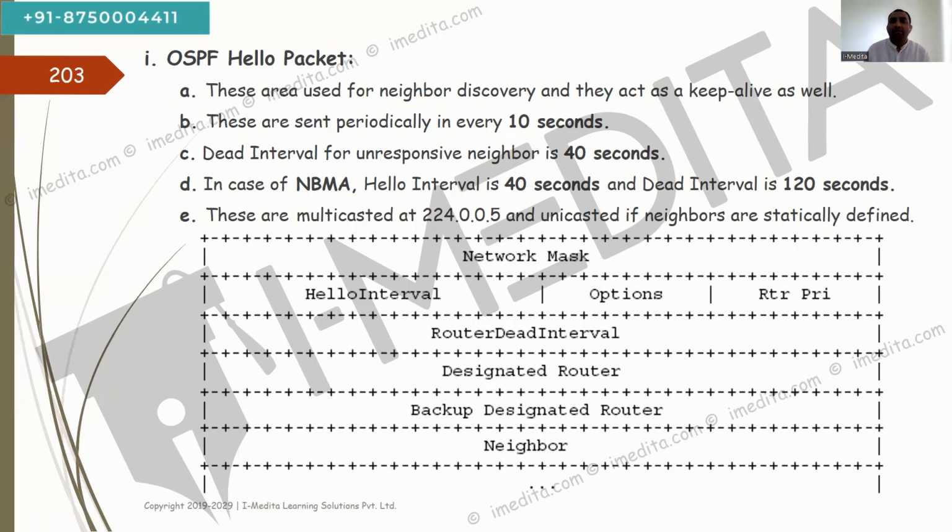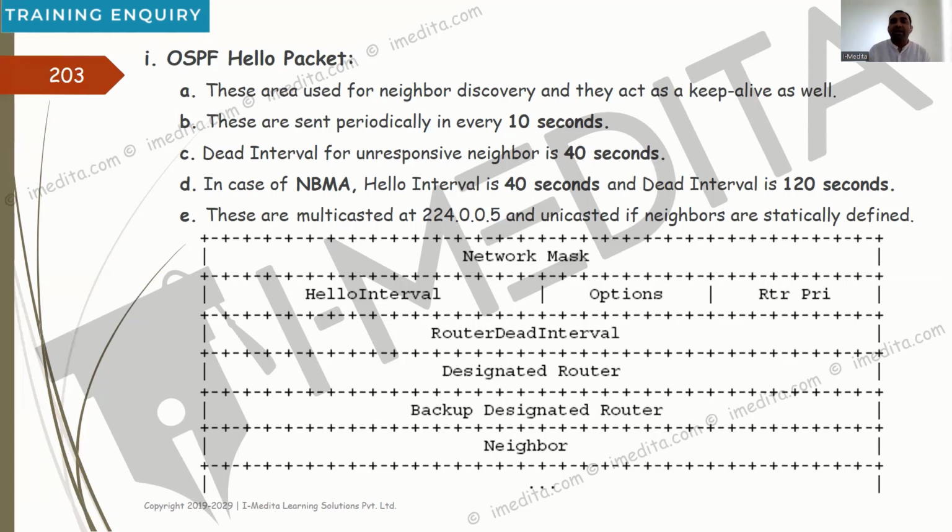Now remember that hello packets are always multicast by default using the multicast address 224.0.0.5. However, as I mentioned before, OSPF can also send a unicast hello packet if you configured your neighbor statically. So if you defined your neighbor statically, then of course the hello packet can be unicast.